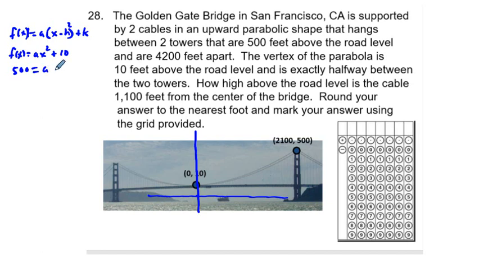equals a, and we have x is 2100 squared plus 10. And then you subtract 10, you have a times 2100 squared equals 490. So a is going to be equal to 490 over 2100 squared. And to me, that's probably the easiest way to enter this. And you go to the calculator.